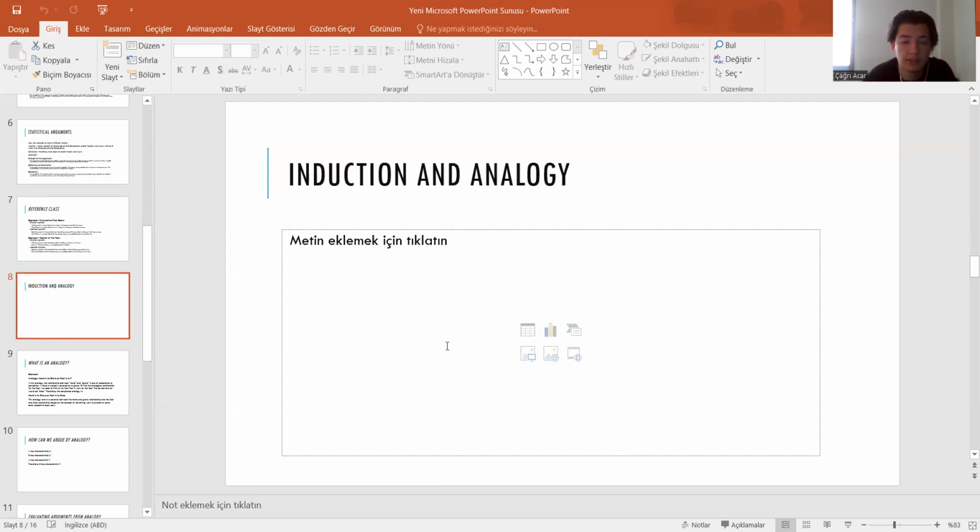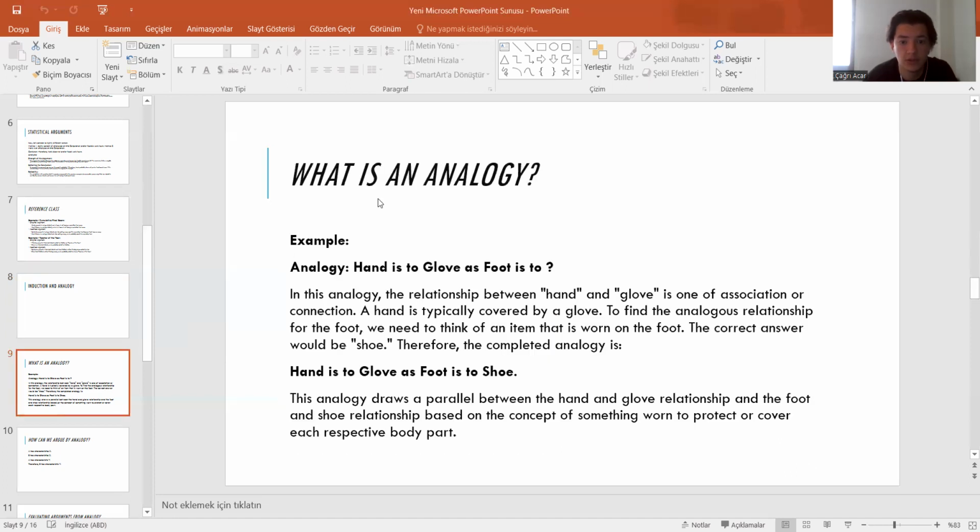I'm continuing with the next title, induction and analogy. Actually, there are some subtitles, and I'm going to explain induction and analogy with them. The first one is what is an analogy? Analogies play a crucial role in critical thinking, involving the comparison of things based on shared similarities. Understanding analogies is important for various contexts, from exams to literature.